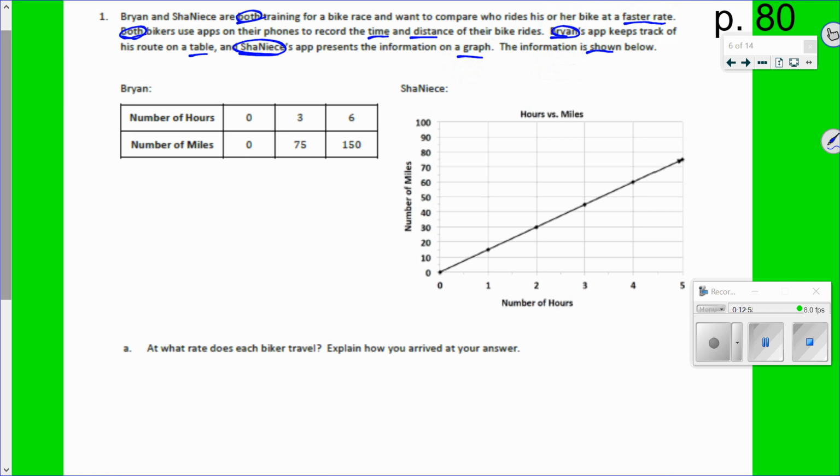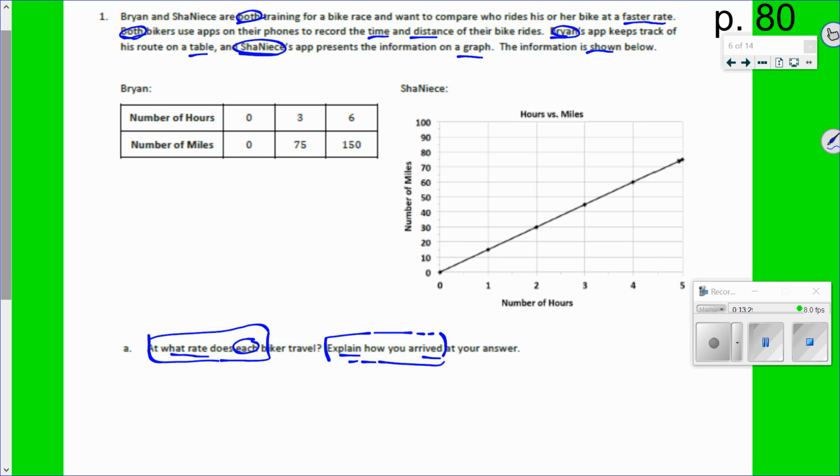So we get into the question, at what rate does each biker travel? That's what we want. Then explain how we arrived at our answer. There's kind of 2 parts to this. So in our first part, we need to break these down into rates or unit rates. So my first entry, now let's talk about what we've got here for a second. We've got hours and miles. So do we normally say hours per mile or miles per hour? Miles per hour. So this is one we're actually going to flip it upside down. We're going to put the Y on top.